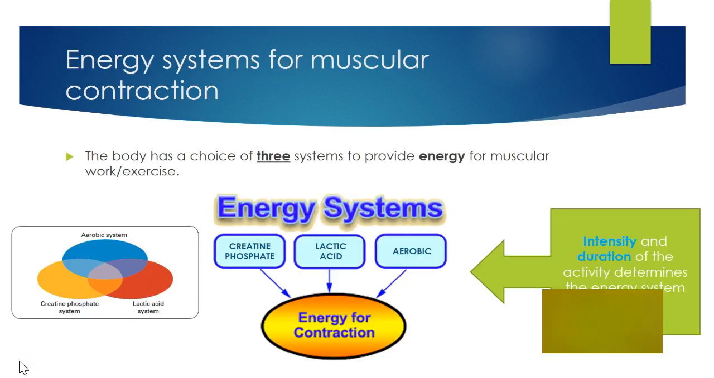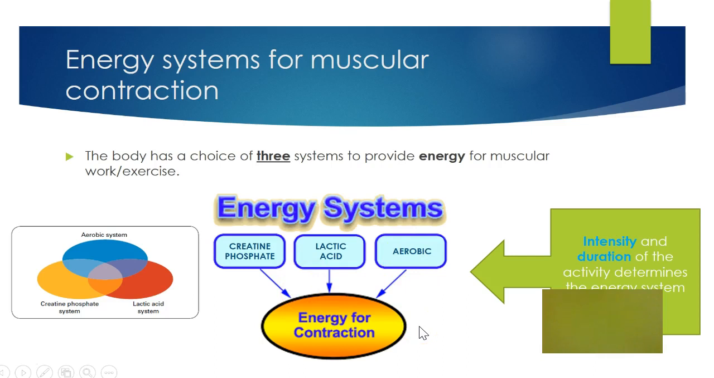Okay, so energy systems for muscular contraction, very important slide. There are three energy systems used for contraction of our muscles. They are the creatine phosphate system, the lactic acid system, and the aerobic system. Like I just said, the body has three choices of energy systems to provide energy for muscular work and exercise, including two anaerobic systems, which are these two, and one aerobic.